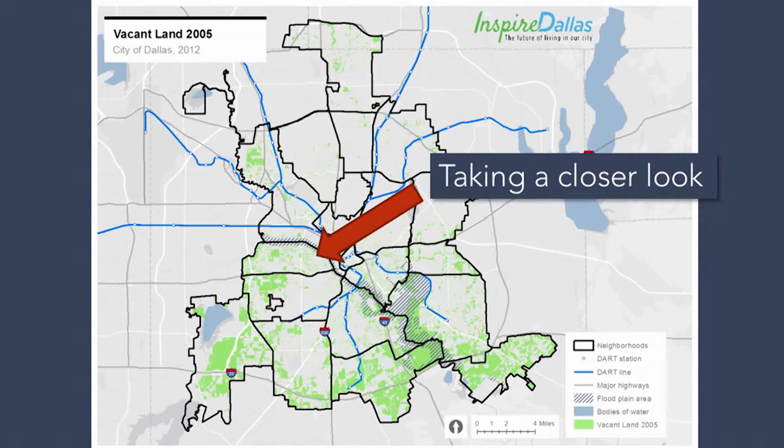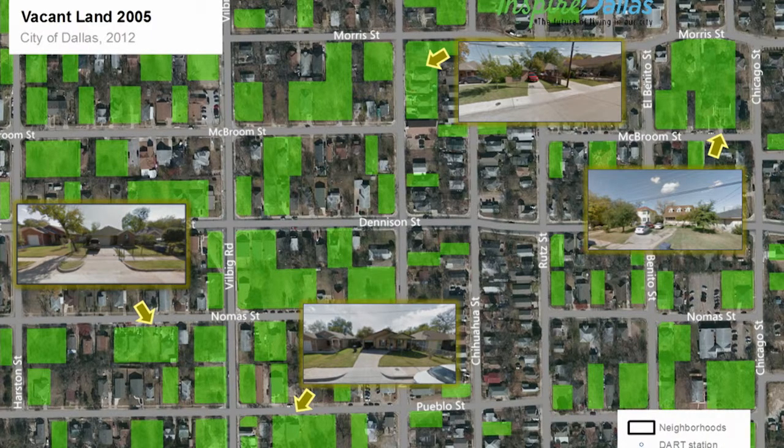What is happening? This looks like parcels. So I took a closer look. I had ArcMap on one monitor and Google Street View on the other monitor, and I went in.